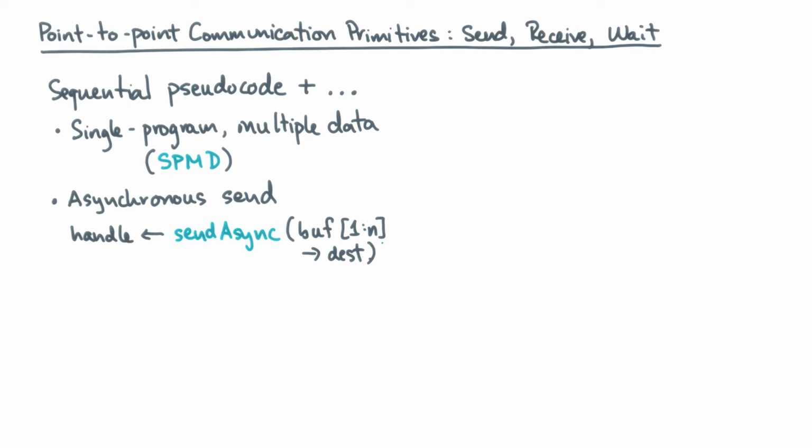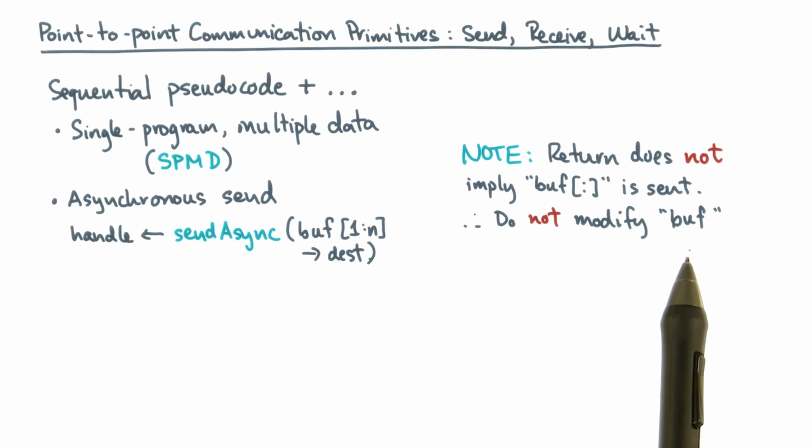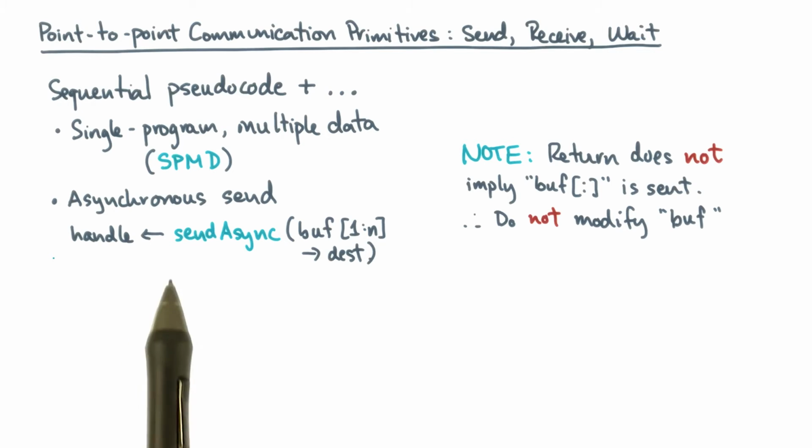Now, an important and subtle point about send async is what does it mean when it returns? When it returns, it does not mean that the buffer has been sent. It just means that a send is registered with the system. So in particular, until you know what's happened, you should not modify buff. To find out what happened, send async will return a handle. And you can do some testing on the handle.